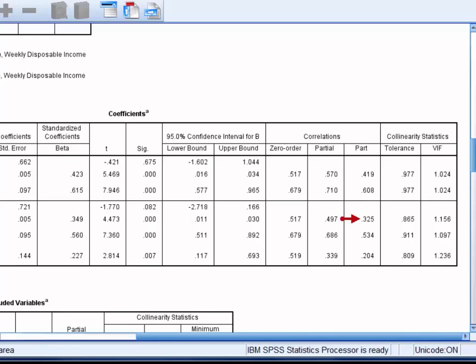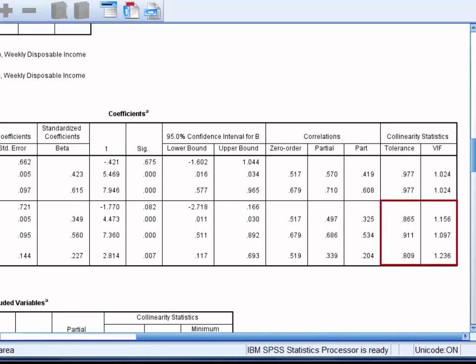If we square 0.325, which is the part correlation for disposable income in Model 2, we get 0.106. So in other words, disposable income can uniquely account for about 10.6% of the variance in prices paid for the album. And we already know that this is a statistically significant amount because we've already looked at the corresponding t-test.